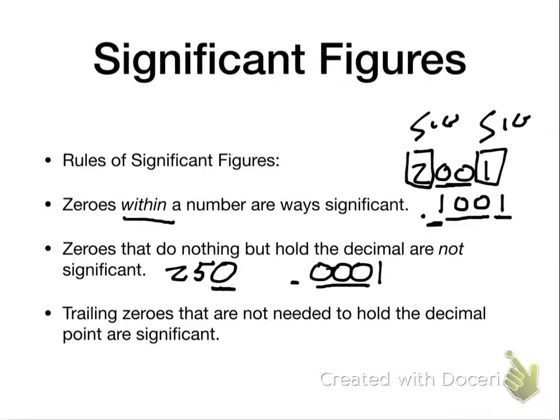The last point, trailing zeros that are not needed to hold the decimal point are significant. So what this is referring to is if you had a number that had a decimal in it and then zeros after, what that number would look like to us would be something like 3.00 perhaps. These zeros are not needed to hold the decimal point because the decimal point has already been placed here.